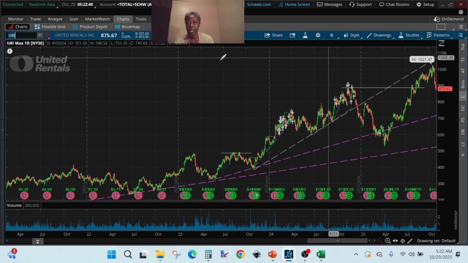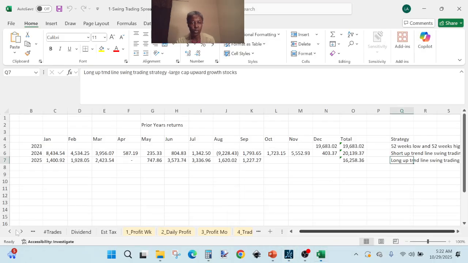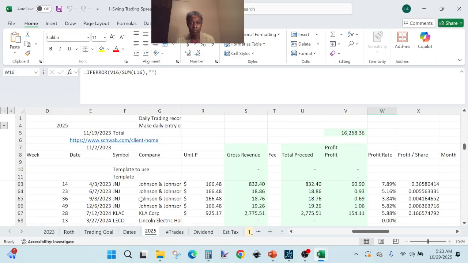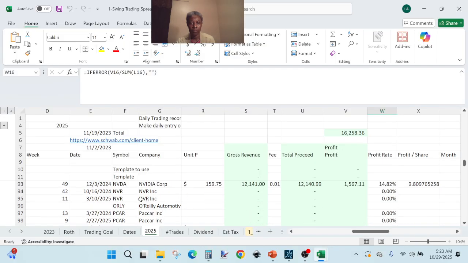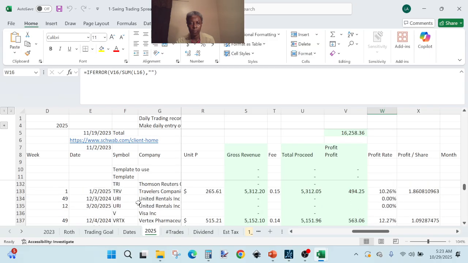By analyzing URI yesterday, today is October 29, 2025. We are analyzing before the market opens today. Yesterday the price drop is red, but if we go to our record here to see URI, we purchased it in 2024.